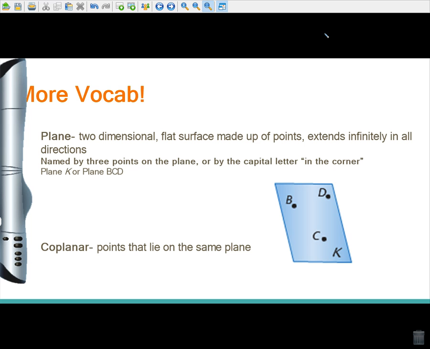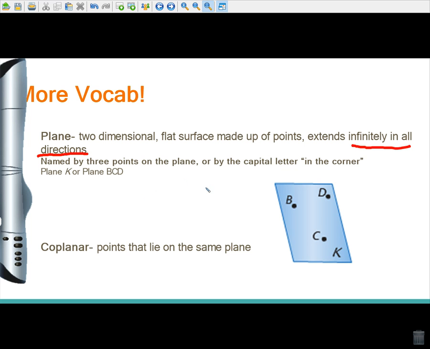Next slide here. These are our last vocabulary words, so make sure we get these down as well. We have a plane, okay? A plane is two-dimensional, and it is a flat surface made up of points, and it extends infinitely in all directions, okay? These planes will go infinitely in all directions.